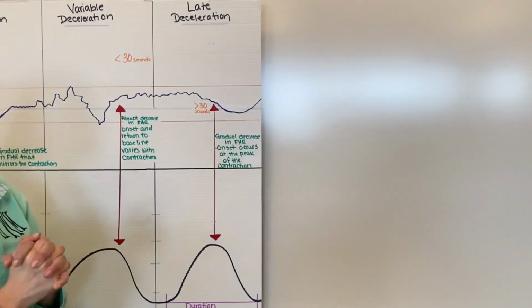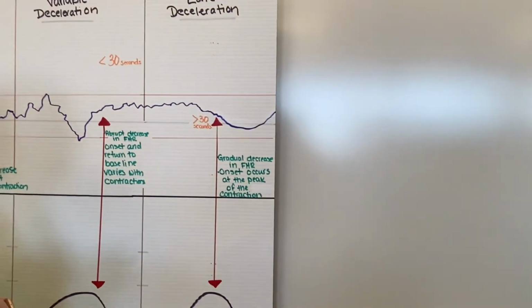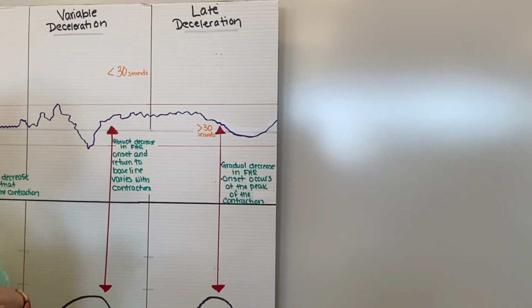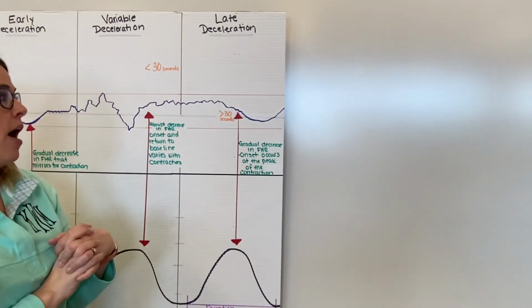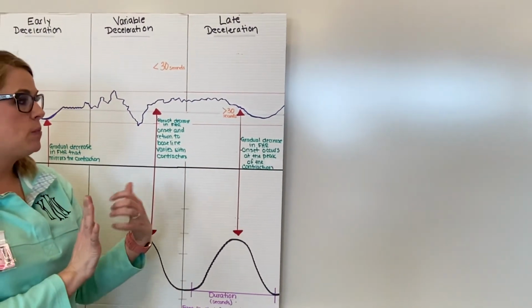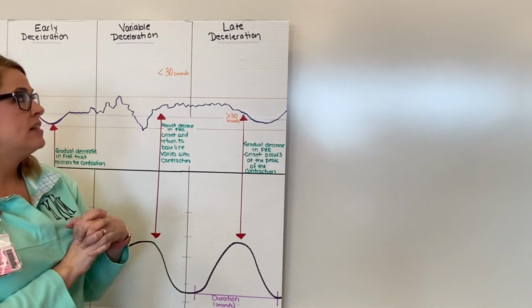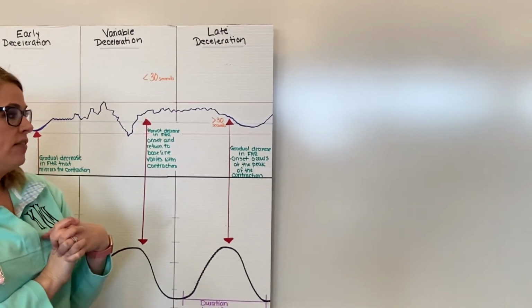Late decelerations occur because of uteroplacental insufficiency. So for some reason, the blood flow from the placenta to the baby is being disrupted, okay? And so this is going to require an intervention as well.